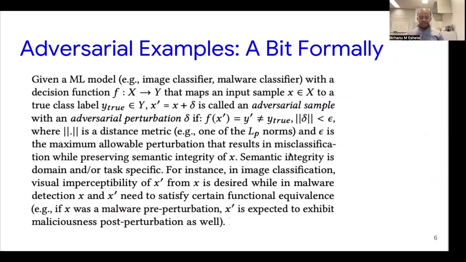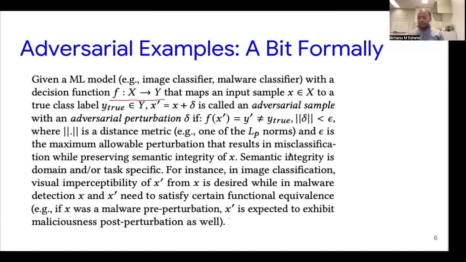Okay, so let me expand a little more on this notion of adversarial examples. So here is a slightly elaborated description that would make it a little formal. So what we're trying to do in adversarial examples is, given some machine learning model, let's call it F, that maps a set of inputs in this data distribution X to an output Y, let's say a class.